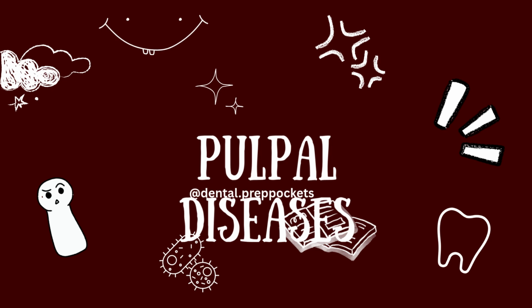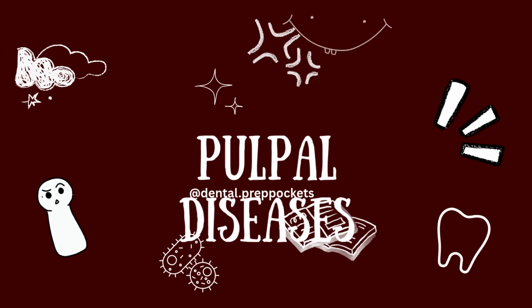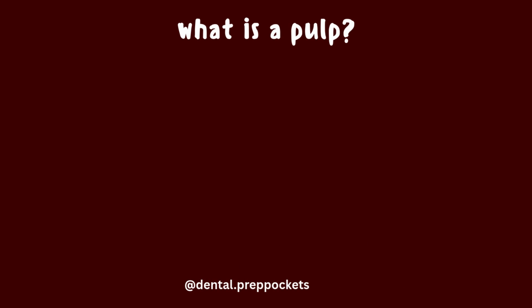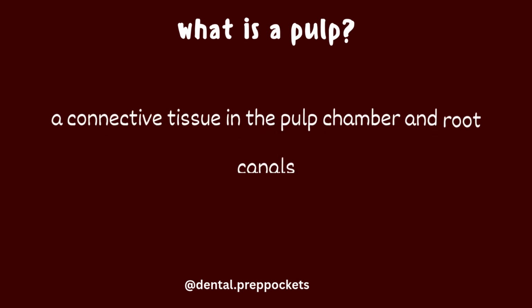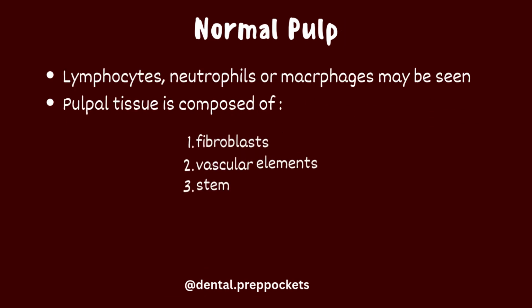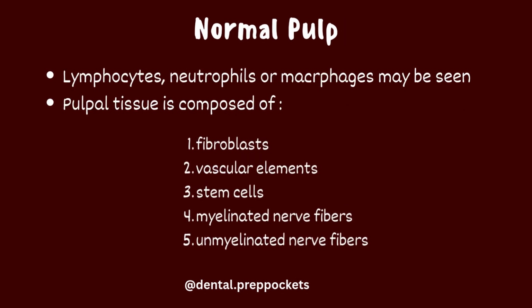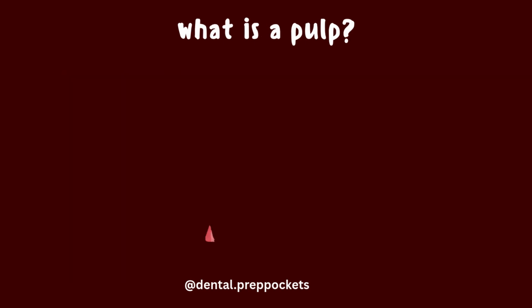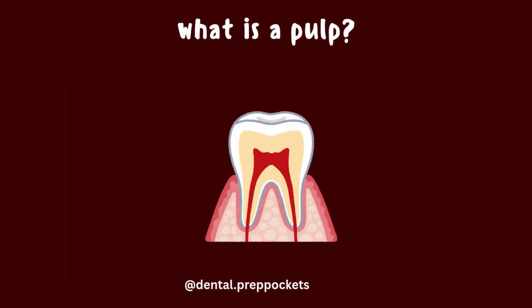Now, let's get started. In today's topic, we are discussing pulpal diseases. Before that, let's learn something about dental pulp. What is a dental pulp? A dental pulp is a connective tissue in a pulp chamber and root canals. It is composed of fibroblasts, vascular elements, stem cells, and myelinated and unmyelinated nerve fibers. As you can appreciate in the picture, the red outlined part is a dental pulp.